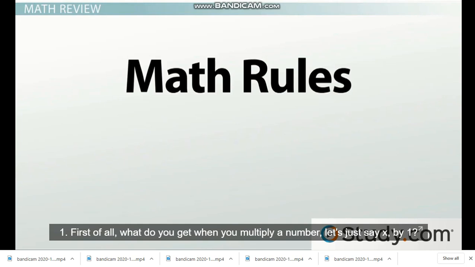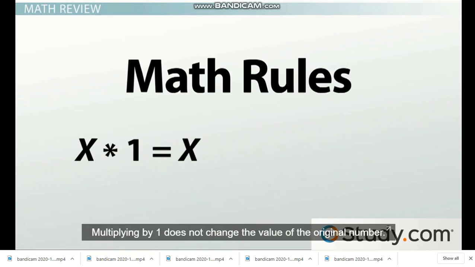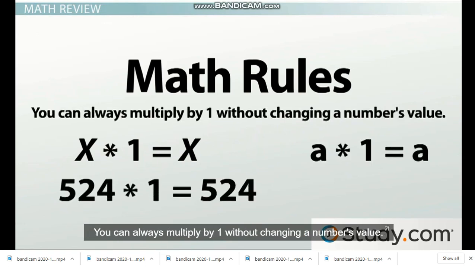First of all, what do you get when you multiply a number, let's just say x, by 1? Hopefully you said the original number, or x. Multiplying by 1 does not change the value of the original number. You can always multiply by 1 without changing a number's value.